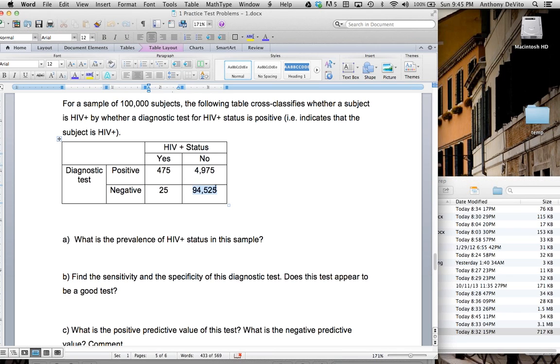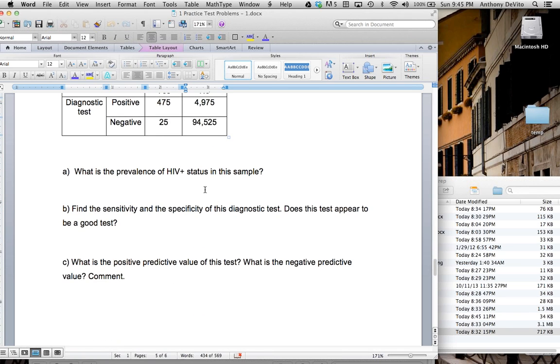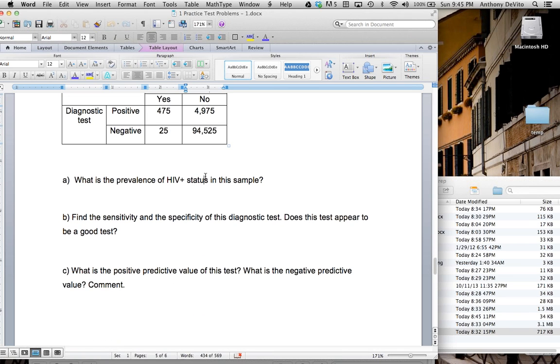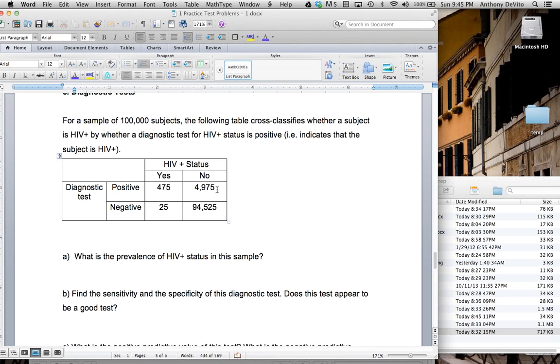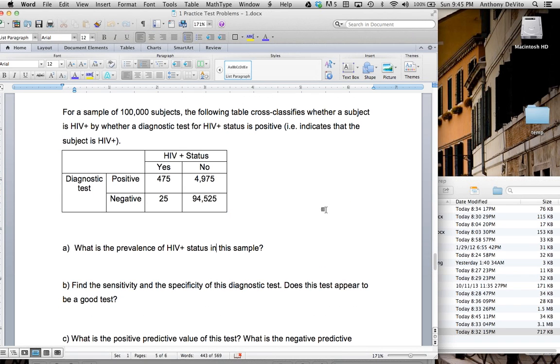So we have a test here that catches people that have the disease pretty reliably, and it also predicts pretty reliably people that don't have the disease. For the most part, roughly 95% of the time, it was correct. Well, in fact, we're going to determine that. What's the prevalence of HIV status in this particular population? What's the prevalence here? Anyone want to hazard a guess?